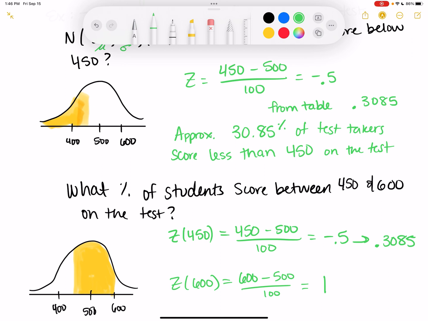Okay. All right. So I come down to 1.0, and then I have this is 0.0. So the value is going to be 0.8413. Okay.